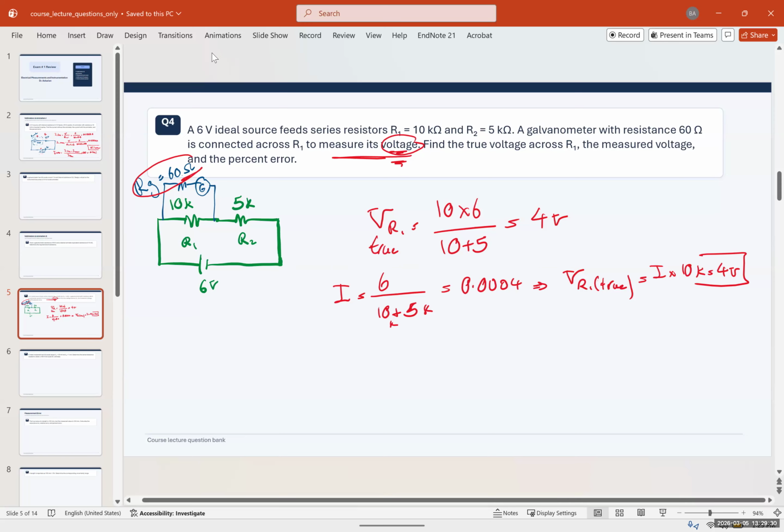If we want to do that, we have to first combine these 2 resistors. These 2 resistors are in parallel. So R1 in parallel with RG would be 10,000 times 60 over 10,000 plus 60, which gives us how much? It's going to be less than the smallest. When you put 2 resistors in parallel, the equivalent resistance is going to be smaller than the smallest one. So this is going to be 59.64 ohms.